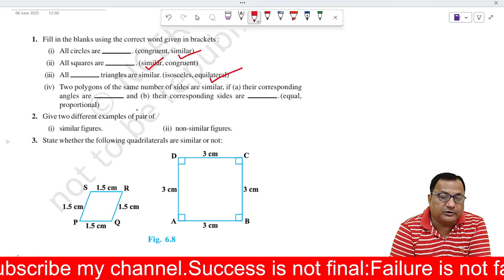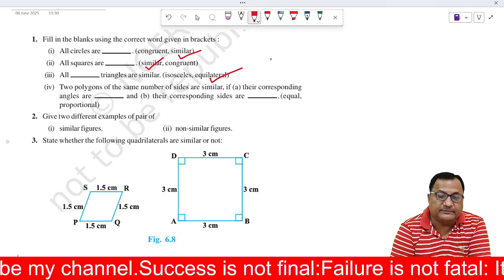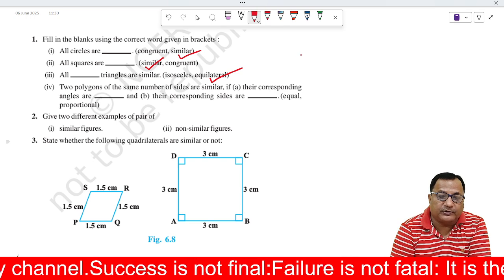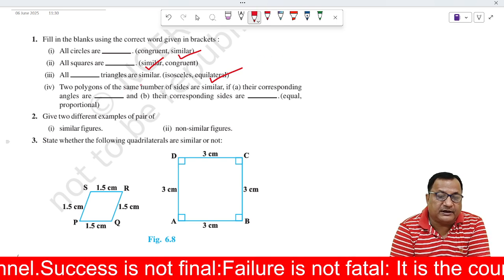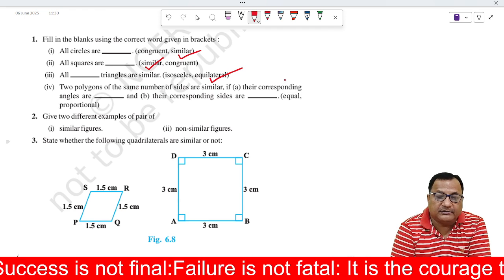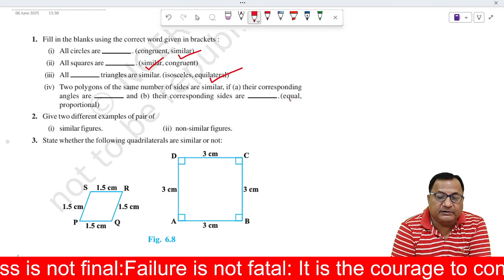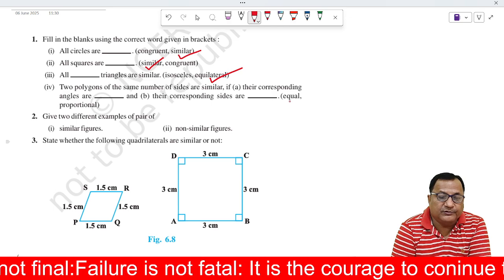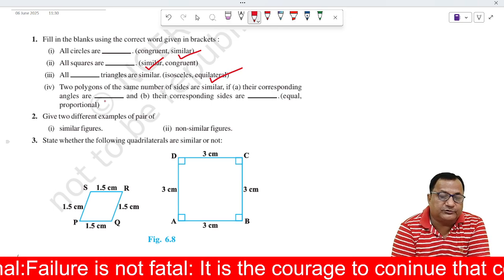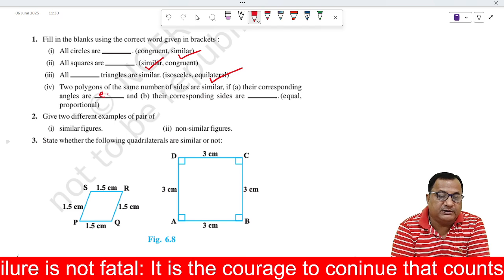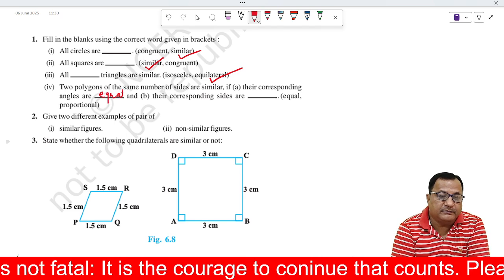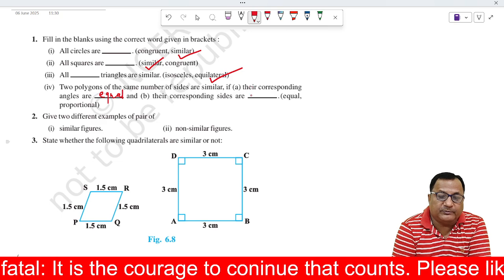Two polygons of the same number of sides are similar if their corresponding angles are equal and their corresponding sides are proportional. This here will be equal, and here will be proportional.